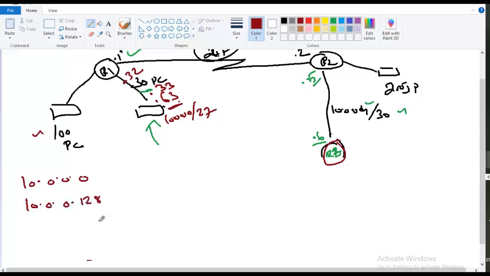10.0.0.128. So this will be 10.0.0.128/25. Correct? Yes. So next will be 1.0. So the broadcast will be 0.255. The last will be 0.254. You understand? You agree? So we have finished using up to 0.255.